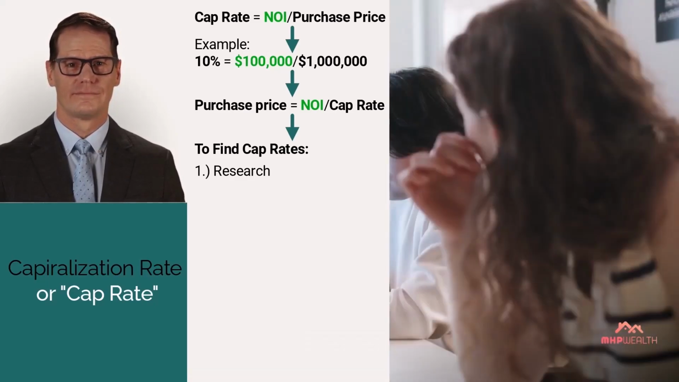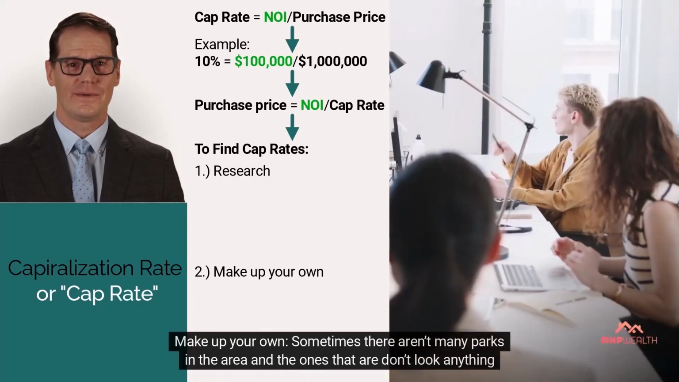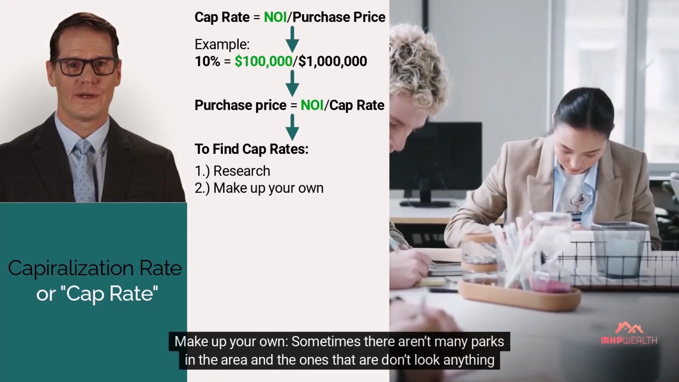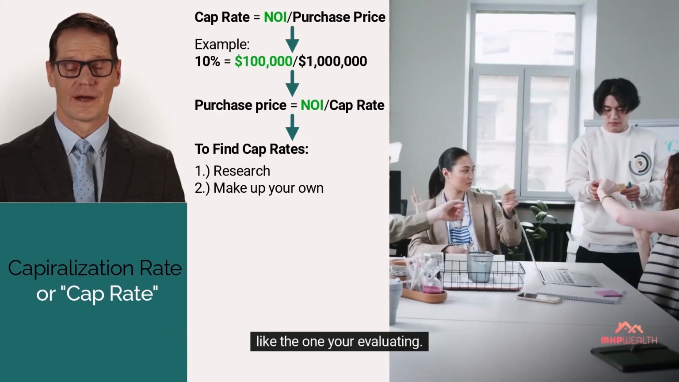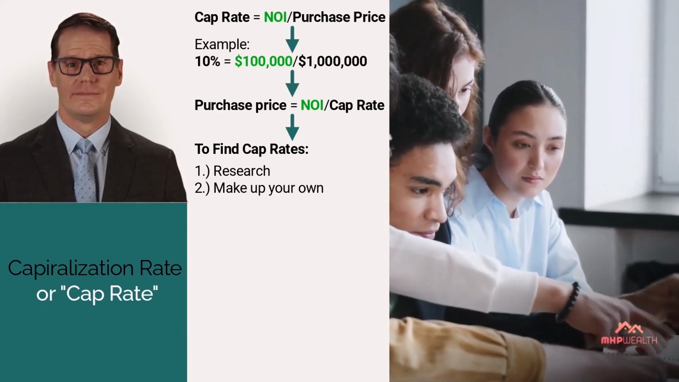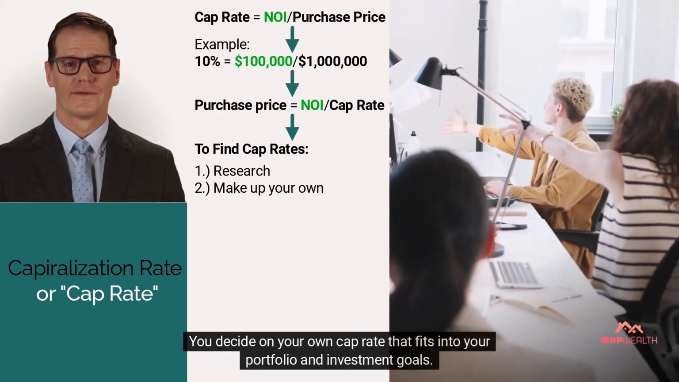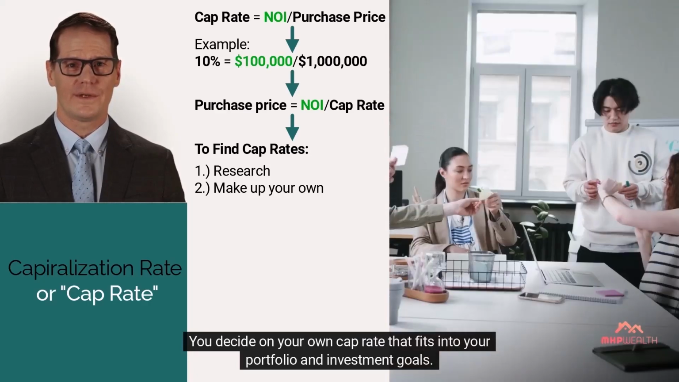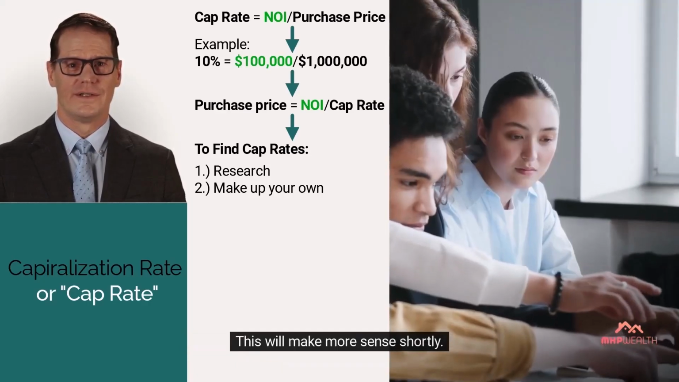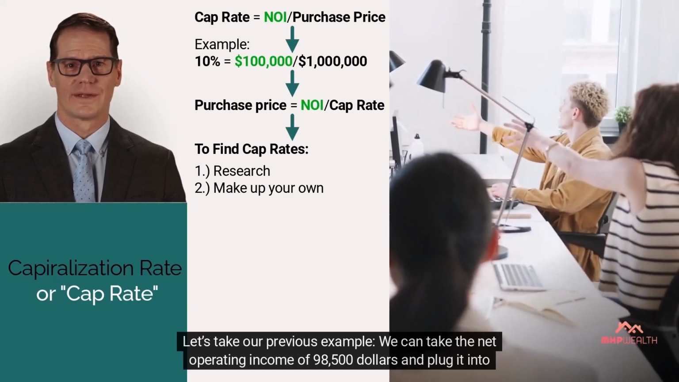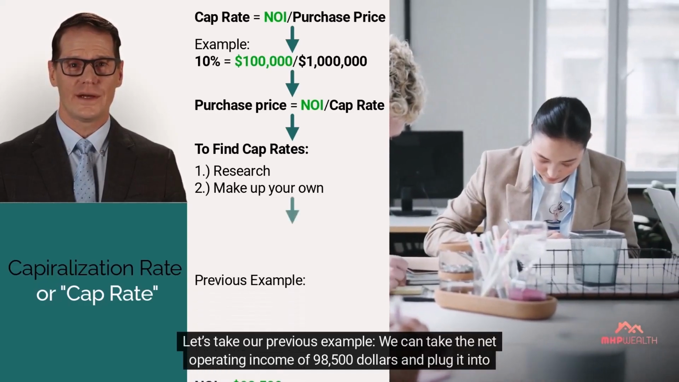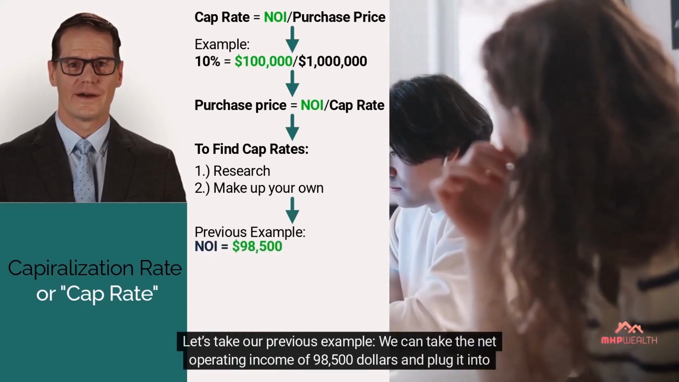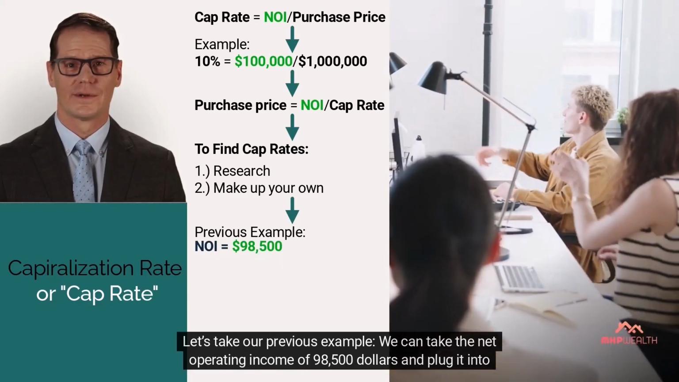Number 2. Make up your own. Sometimes there aren't many parks in the area, and the ones that are don't look anything like the one you're evaluating. What do you do? You decide on your own cap rate that fits into your portfolio and investment goals. This will make more sense shortly. Let's take our previous example. We can take the net operating income of $98,500 and plug it into our formula.